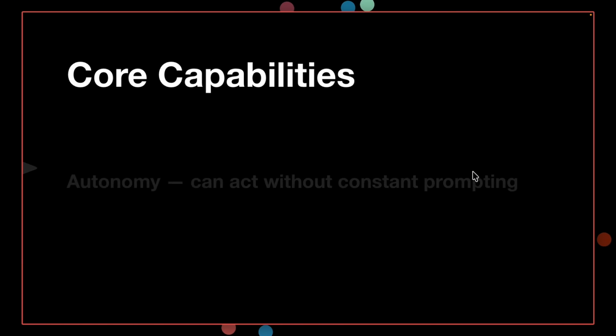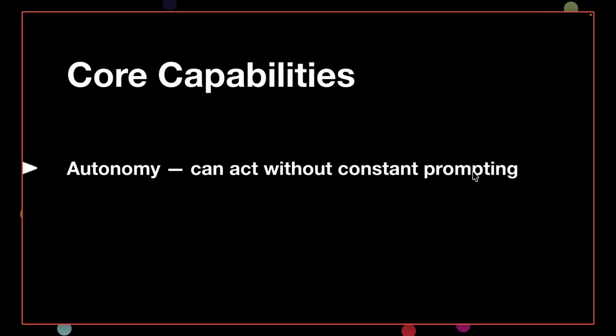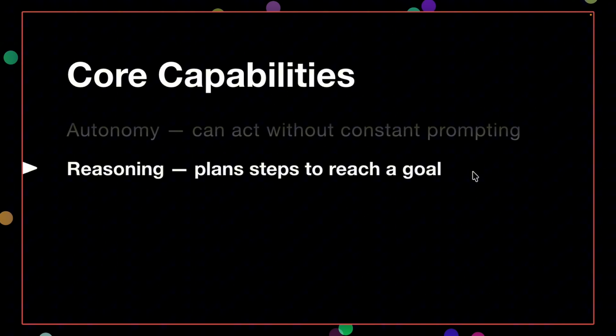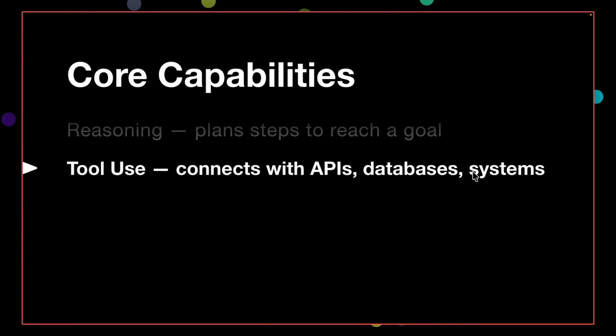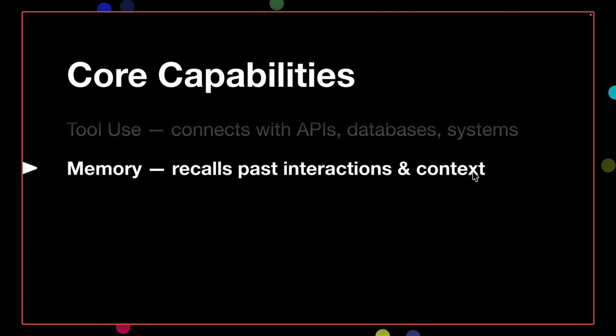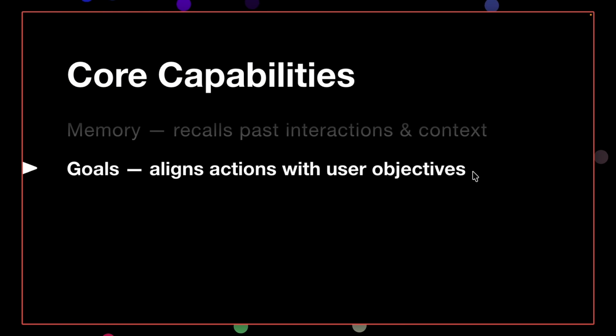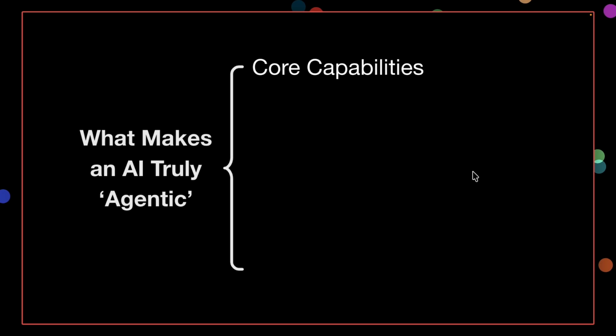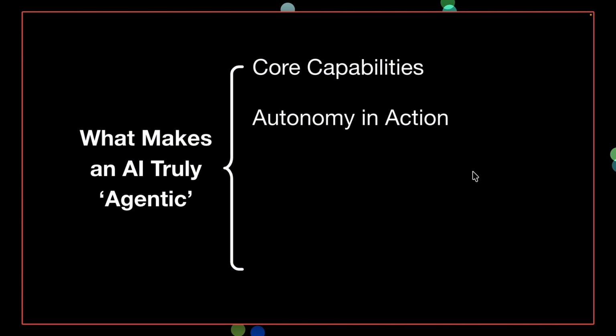As I mentioned in the previous video as well, these are also known as the key ingredients. They are autonomy, reasoning, tool use, memory, and goal orientation. These are the core capabilities that make an AI truly agentic. Let's dive into them one by one in detail, starting with autonomy.